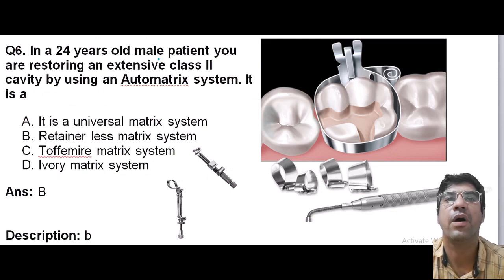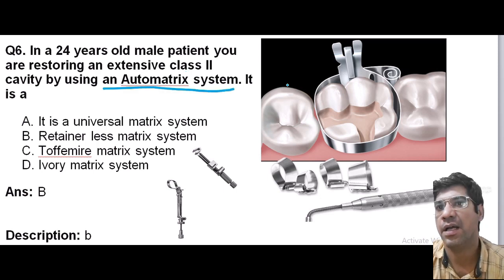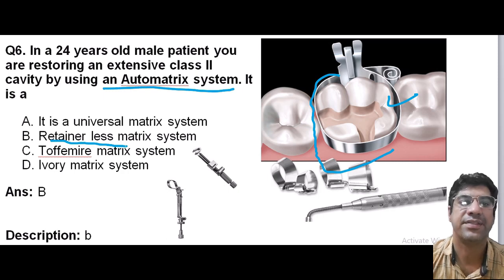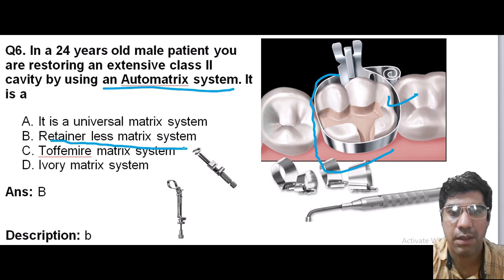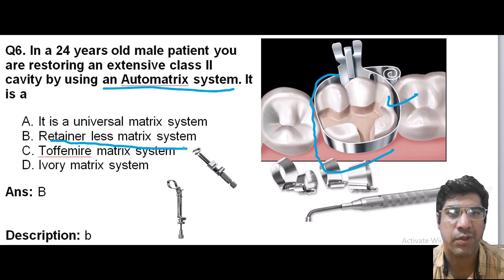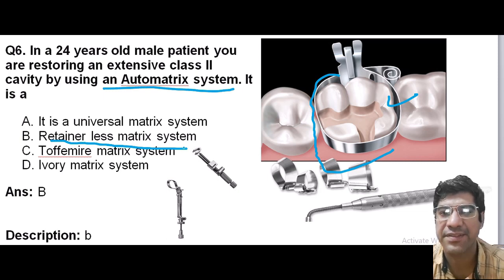In a 24 year old male patient, you are restoring an extensive class 2 cavity by using an automatrix system. This one is an automatrix system, you can see in the figure. Remember, it is a retainerless matrix system. The automatrix system is retainerless, which means it does not require a separate retainer or retainer ring. So it is convenient for class 2 cavity restorations. The key feature of the automatrix system is its retainerless design.